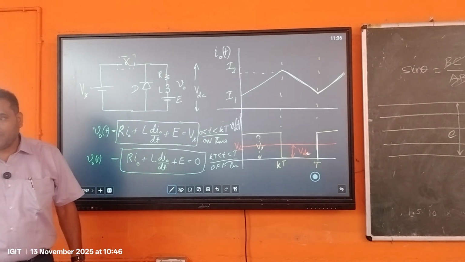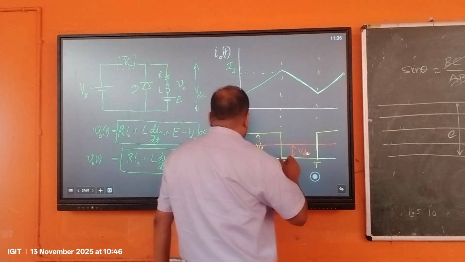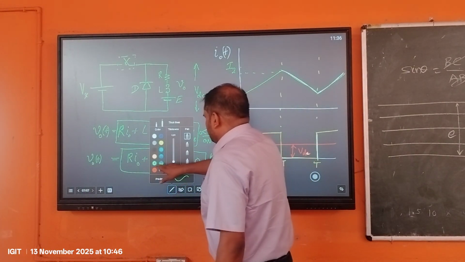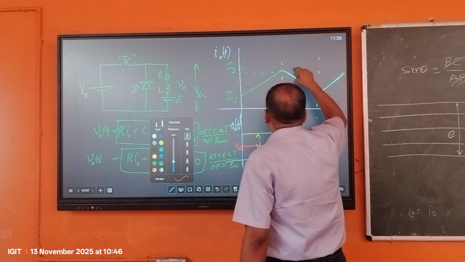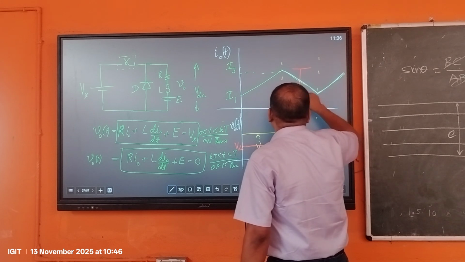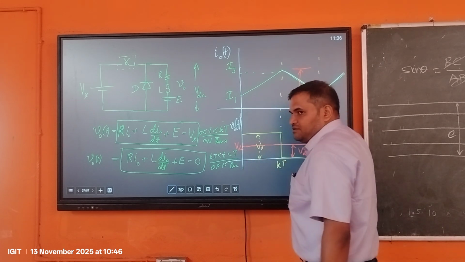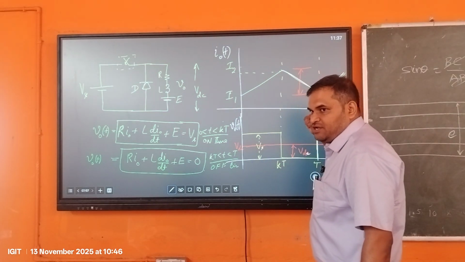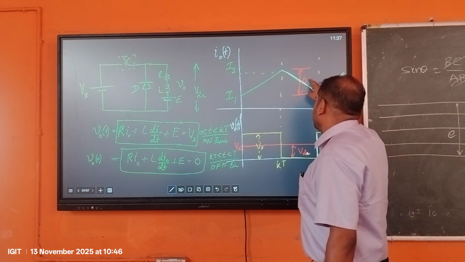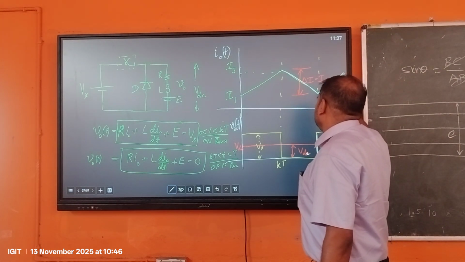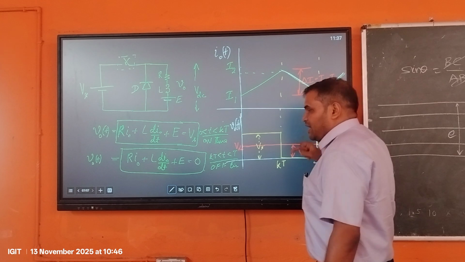Another question that is asked is, if that is there, what is the current ripple? The current ripple will be between this, and that is I2 minus I1, or we can say delta I. Delta I is nothing but I2 minus I1.